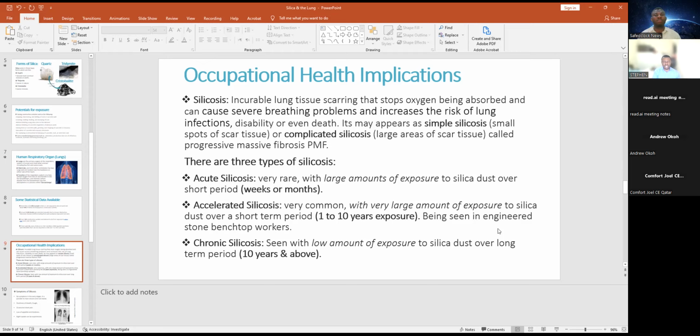Then on the aspect of accelerated, it's very, very common. With a very large amount of exposure to silica dust over a short period of time, between 1 to 10 years exposure, one could present such accelerated silicosis. Now, when you look at chronic, it is seen in a low amount of silica exposure. Like most times, the way you see people in the construction industry, you just feel there is not much activity that generates it. And the bad thing about it is that is where you can even find the chronic type of silicosis, because you might have worked in such kind of industry for over 10 years, and maybe your exposure was just little exposure. So at the end of the day, you might come up with the chronic form of silicosis.